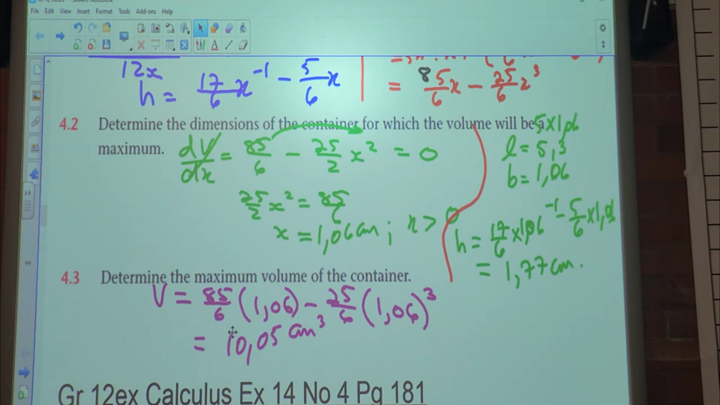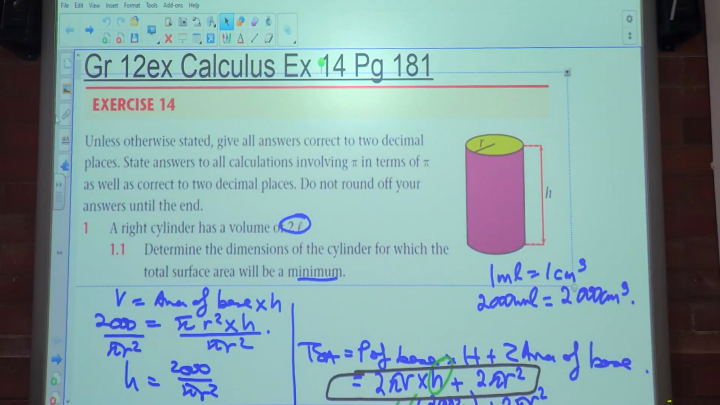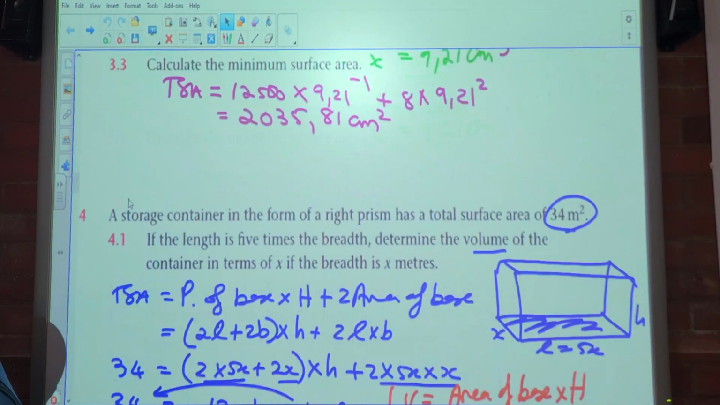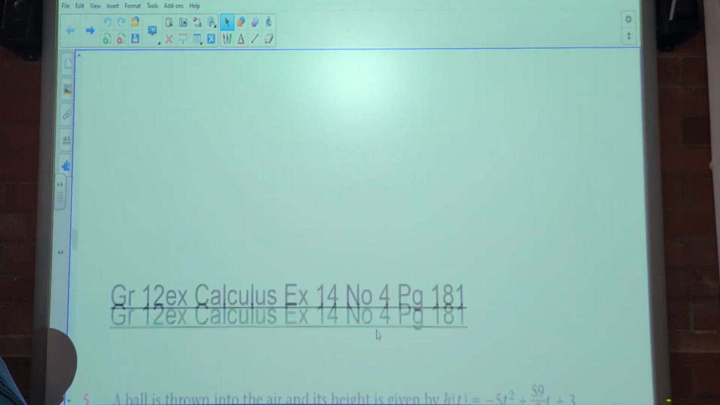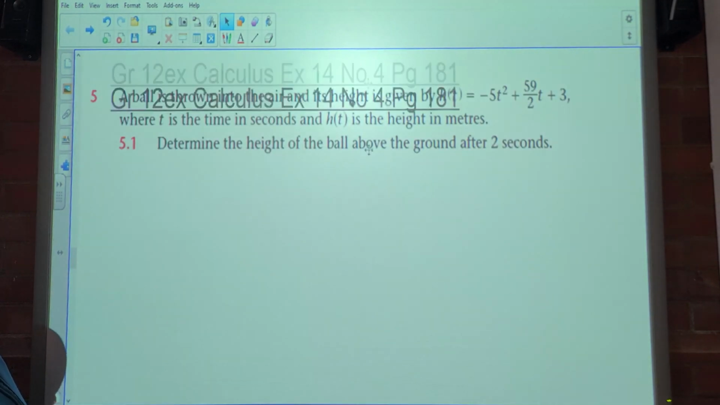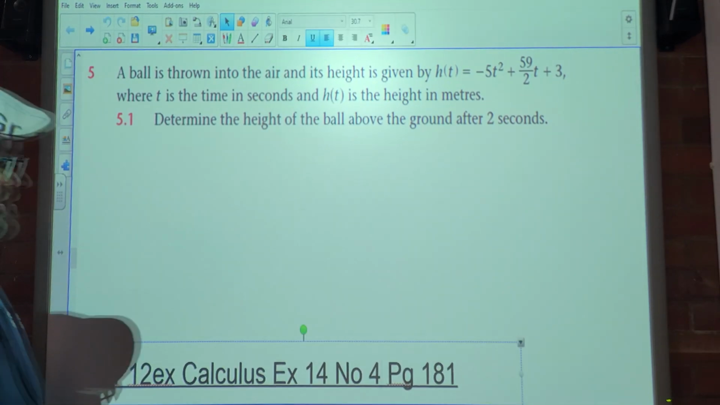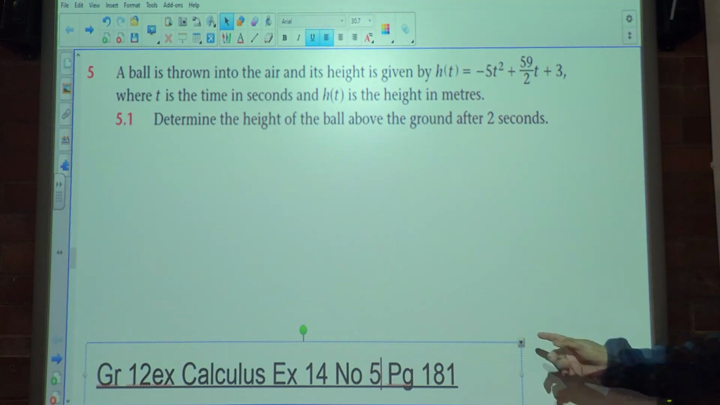Morning class. Okay, good morning class. So today we're looking at calculus, optimization, exercise 14. At this point we have finished the first 4 questions, correct? So now we're going to look at question 5 and then we're going to do the rest of the questions in the next video. So this will be merged with questions 1 to 4.